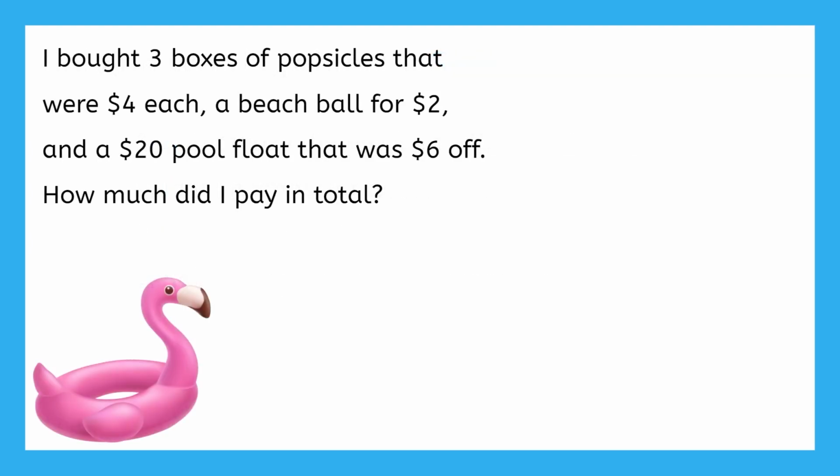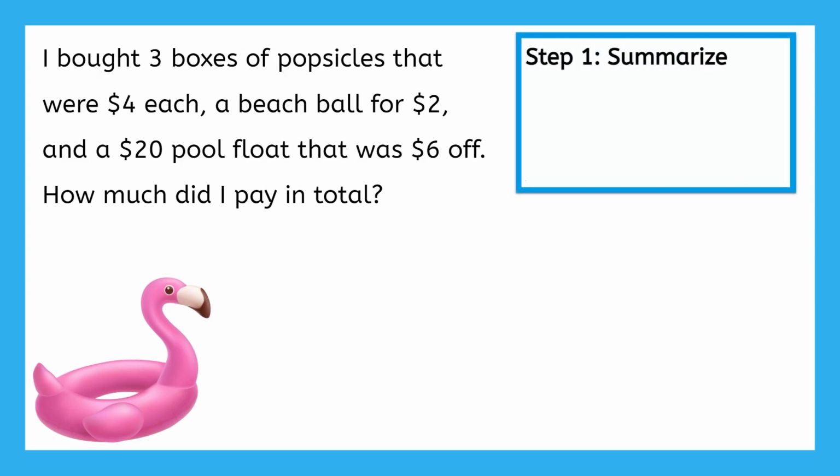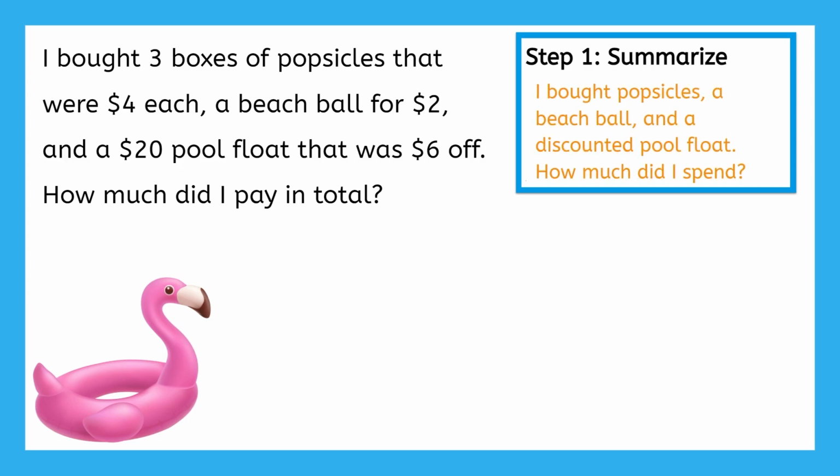So, I bought 3 boxes of popsicles that were $4 each, a beach ball for $2, and a $20 pool float that was $6 off. How much did I pay in total? Step 1. Summarize. A strong summary should be detailed enough that we can imagine the story taking place without including specific details. A good summary might be, I bought popsicles, a beach ball, and a discounted pool float. How much did I spend? This clarifies our objective. Find each item's price and add them for the total cost.